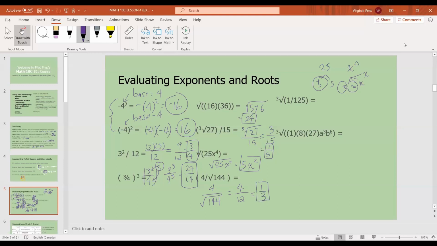All right. Next one, I'm going to clear off this. We have the square root, or the cube root, sorry, of 1 divided by 125. So let me draw this out in a format that we're maybe familiar with. Right now, 1 over 125 is under the cube root.